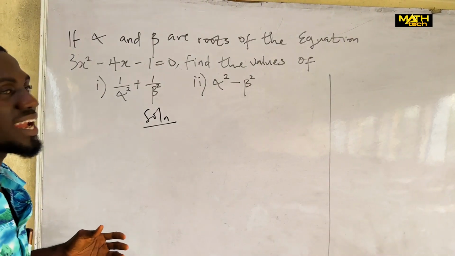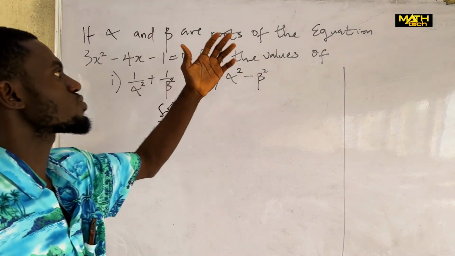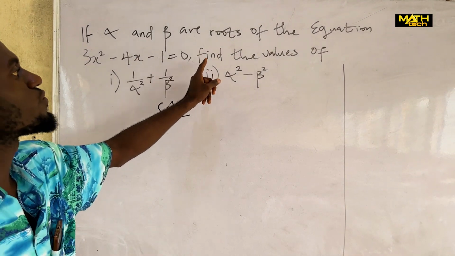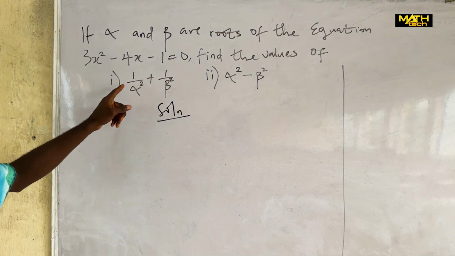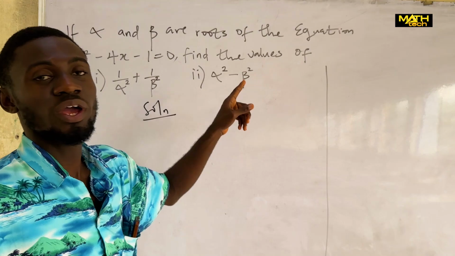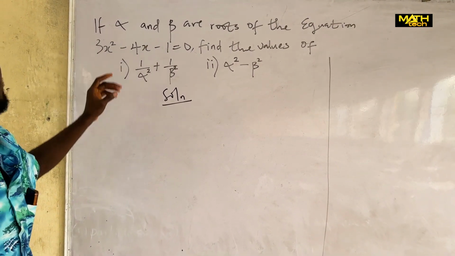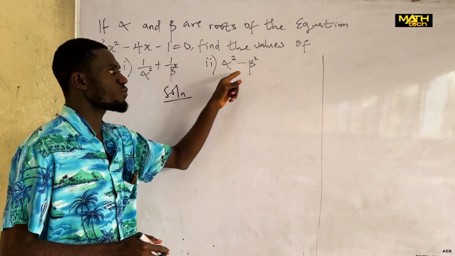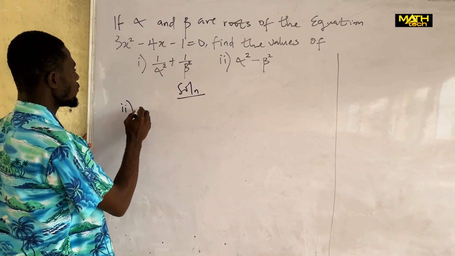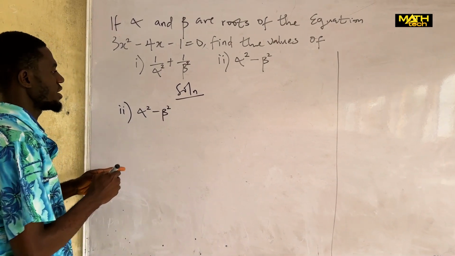Thank you very much. So in our last problem solving video, this is where we had this question: if alpha and beta are roots of the equation 3x squared minus 4x minus 1 equal to 0, find the values of I, 1 over alpha squared plus 1 over beta squared, and II, alpha squared minus beta squared. In the last problem solving video, we solved for I, and in this video, we will be solving for II. So we are asked to find the value of alpha squared minus beta squared.